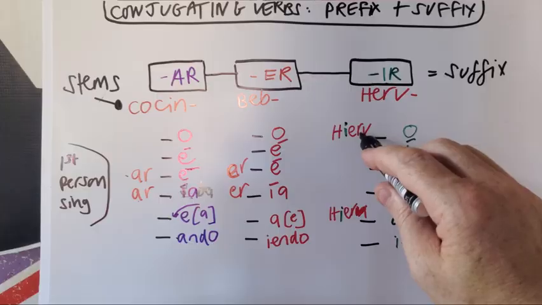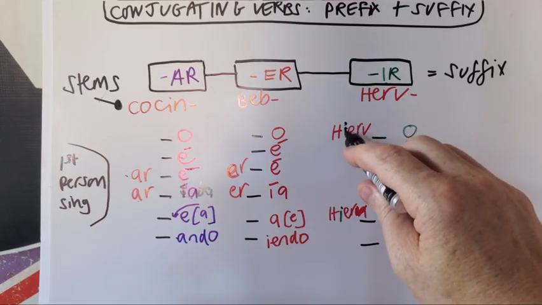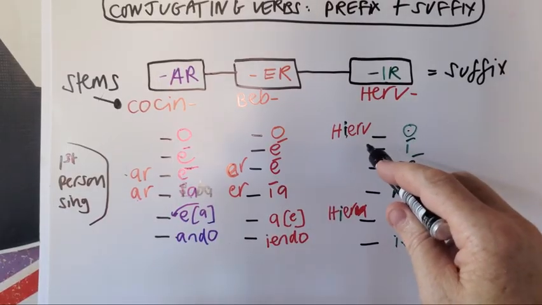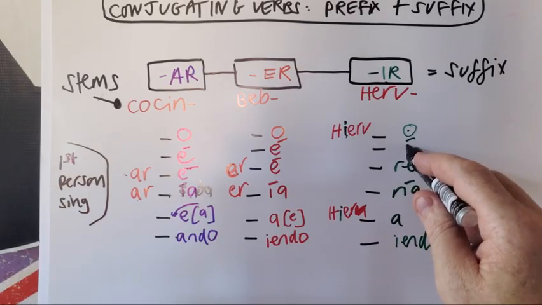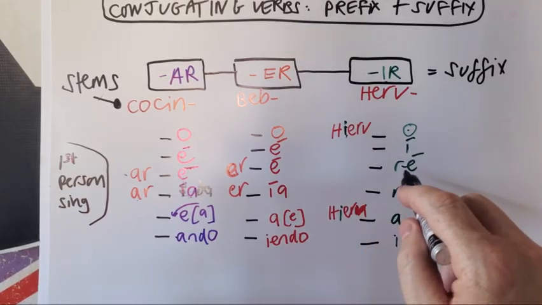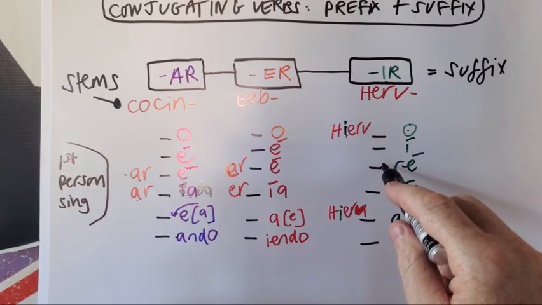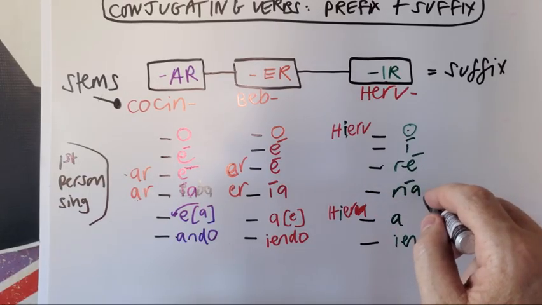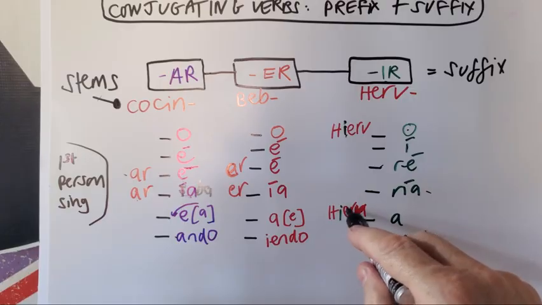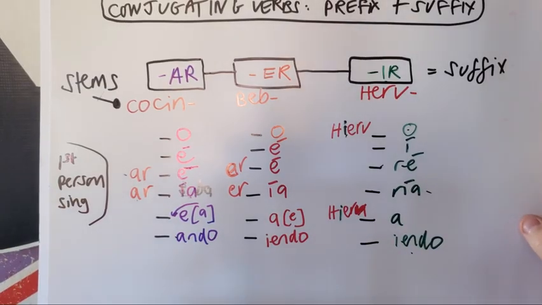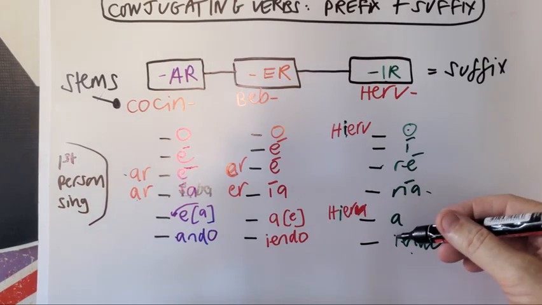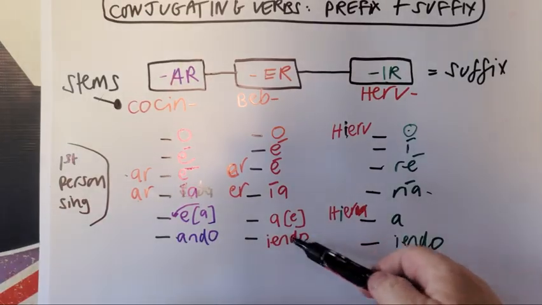So, hervir, irregular: hiervo, I boil; herví, I boiled; herviré, I will boil; herviría, I would boil; hirviendo means boiling. You could say I was boiling, I am boiling. So, yendo.